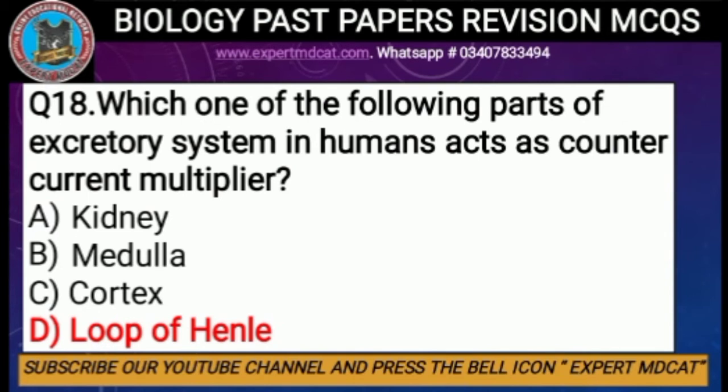Question number 18 is, which one of the following parts of the excretory system in humans acts as a counter current multiplier? Here again the key word is counter current multiplier. And the loop of Henle is responsible for reabsorption of water. So the correct option is D, that is the loop of Henle.